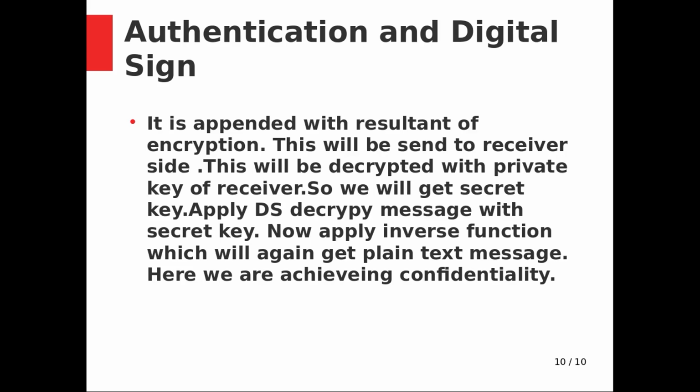It is appended to the resultant encryption, then sent to the receiver side, where it will be decrypted with the private key of the receiver. So we will get the secret key, and decrypt the message with the secret key. Now apply the inverse function, which will again give the plain text message. Here we are achieving confidentiality.